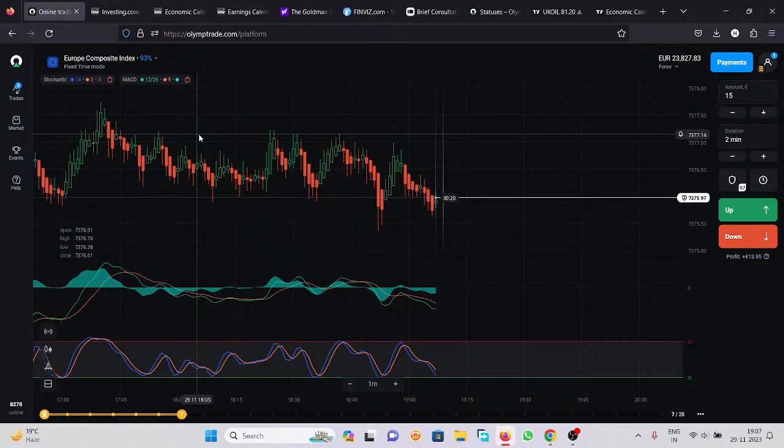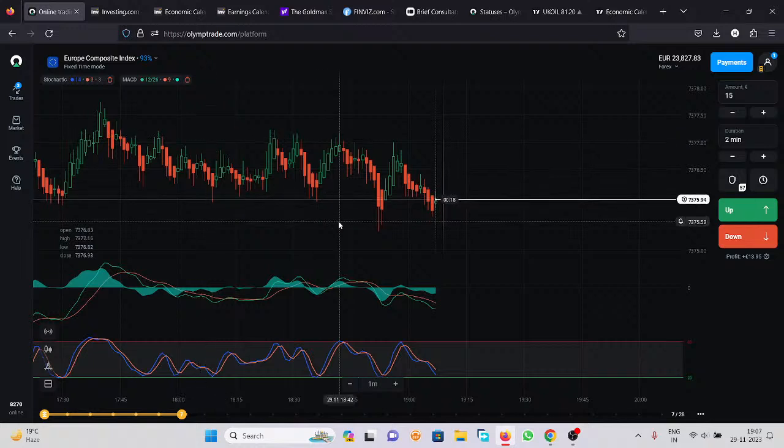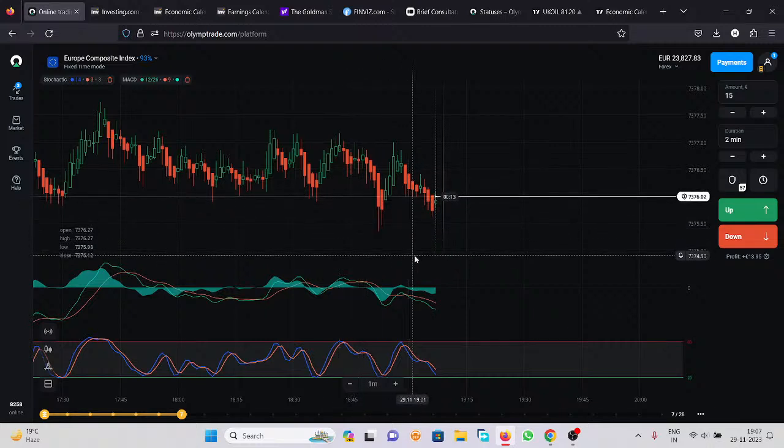Whenever you have two unsuccessful trades, guys, please change the time frame, change the duration of the trade. If possible, change the strategy also.